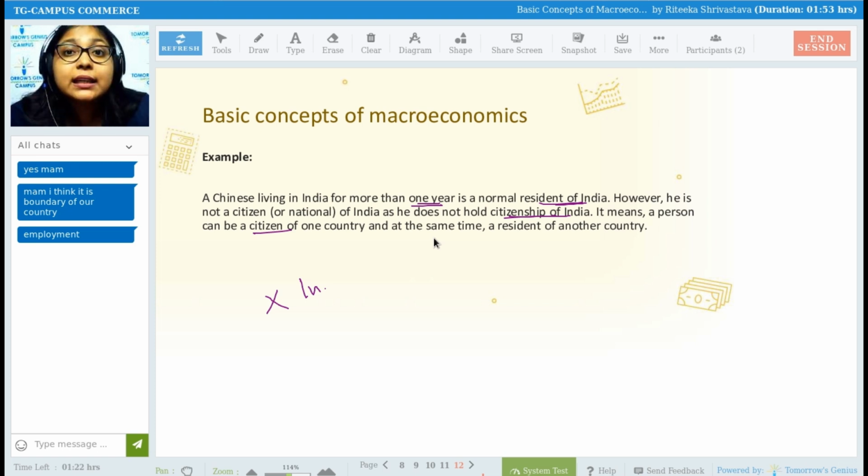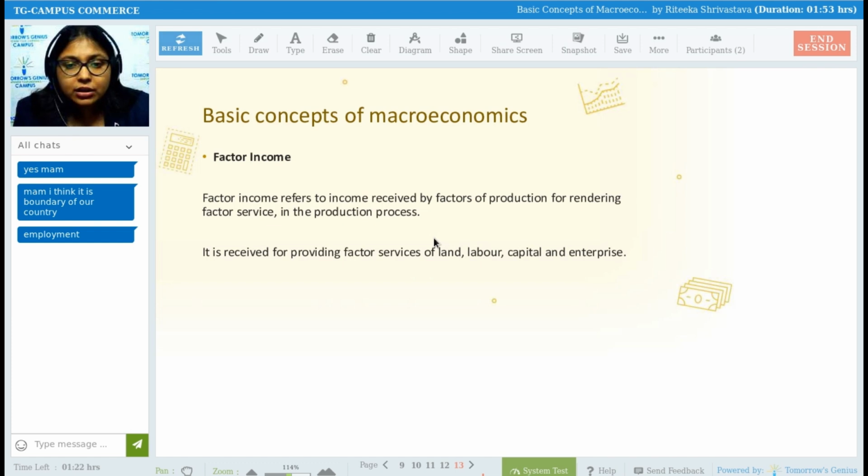Citizenship is a legal concept because it involves government officials, government authorities. Whereas residentship is an economic concept because it involves the economic activity of the person. Am I clear till here? Any doubts? Anything you didn't understand?